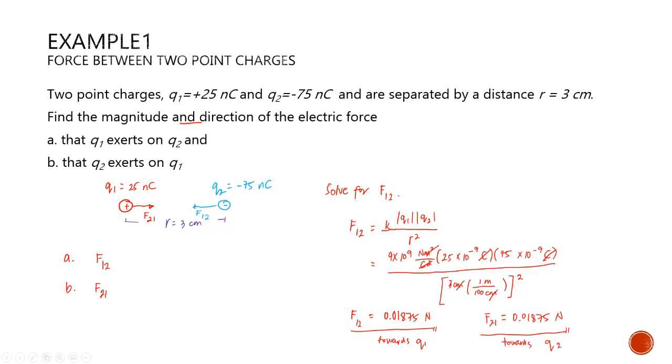If you say to the left or to the right, we can swap the positions of Q1 and Q2, right? We can put Q2 on the left side and Q1 on the right side. So the arrows would be different in direction. So it would be best to express the directions in terms of towards or away from Q1 or Q2, if ever the force is not attraction. All right.